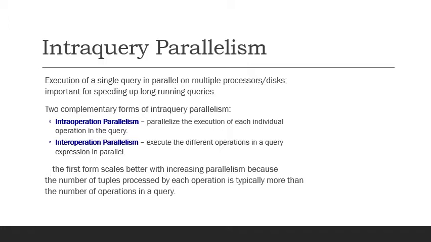Thus, we have two complementary forms of intra-query parallelism. The first one is intra-operation parallelism, which parallelizes the execution of each individual operation, such as sort, select, project, and join, in the query. And we have inter-operation parallelism, where we execute the different operations in a query expression in parallel. The two forms of parallelism are complementary and can be used simultaneously on a query. The first form scales better with increasing parallelism because the number of tuples processed by each operation is typically more than the number of operations in a query.